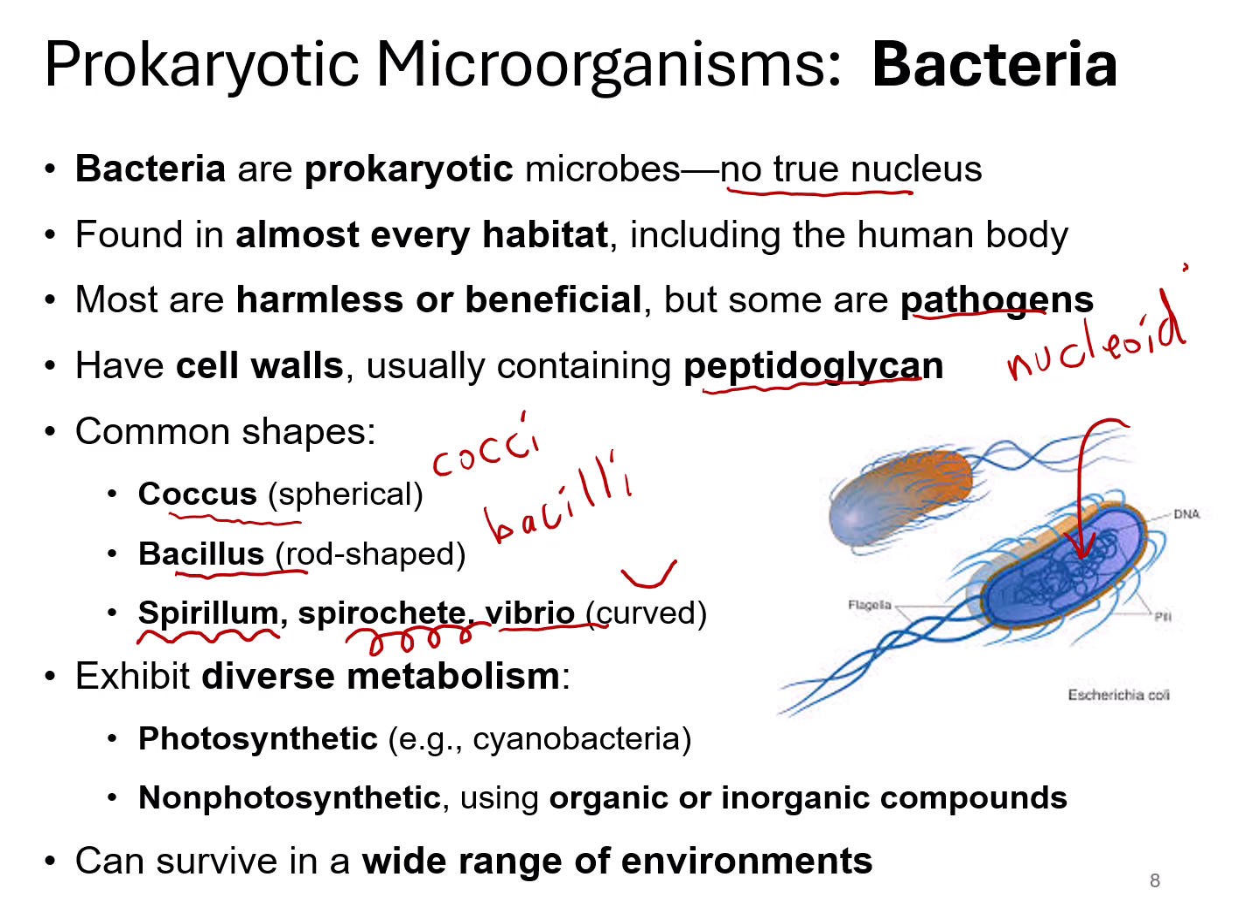They're very diverse in their metabolism. Some of them are photosynthetic, such as cyanobacteria. Most of them, though, are non-photosynthetic, and they rely on others for the organic and inorganic compounds they need. Of course, because they live almost everywhere, they can survive in a very broad range of environments.